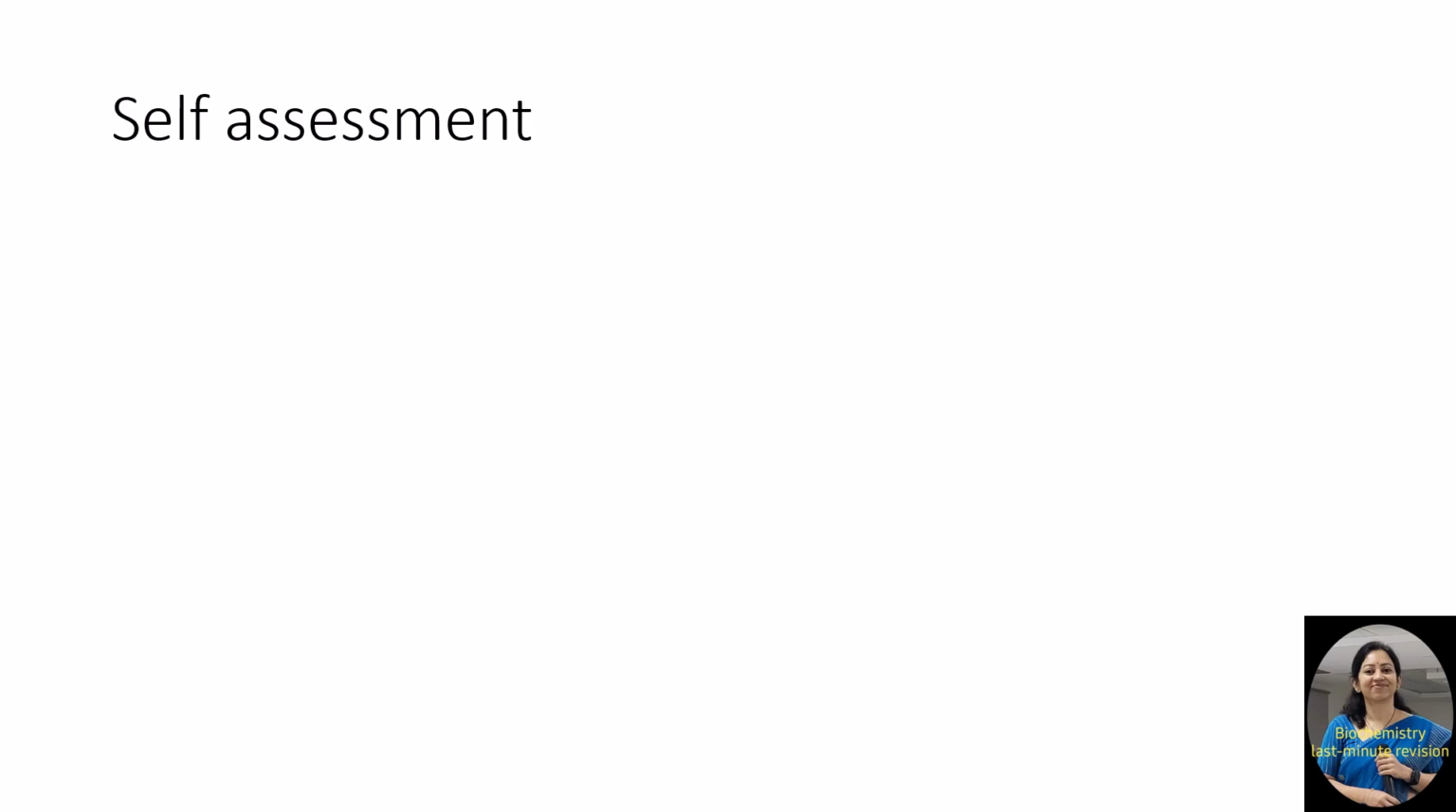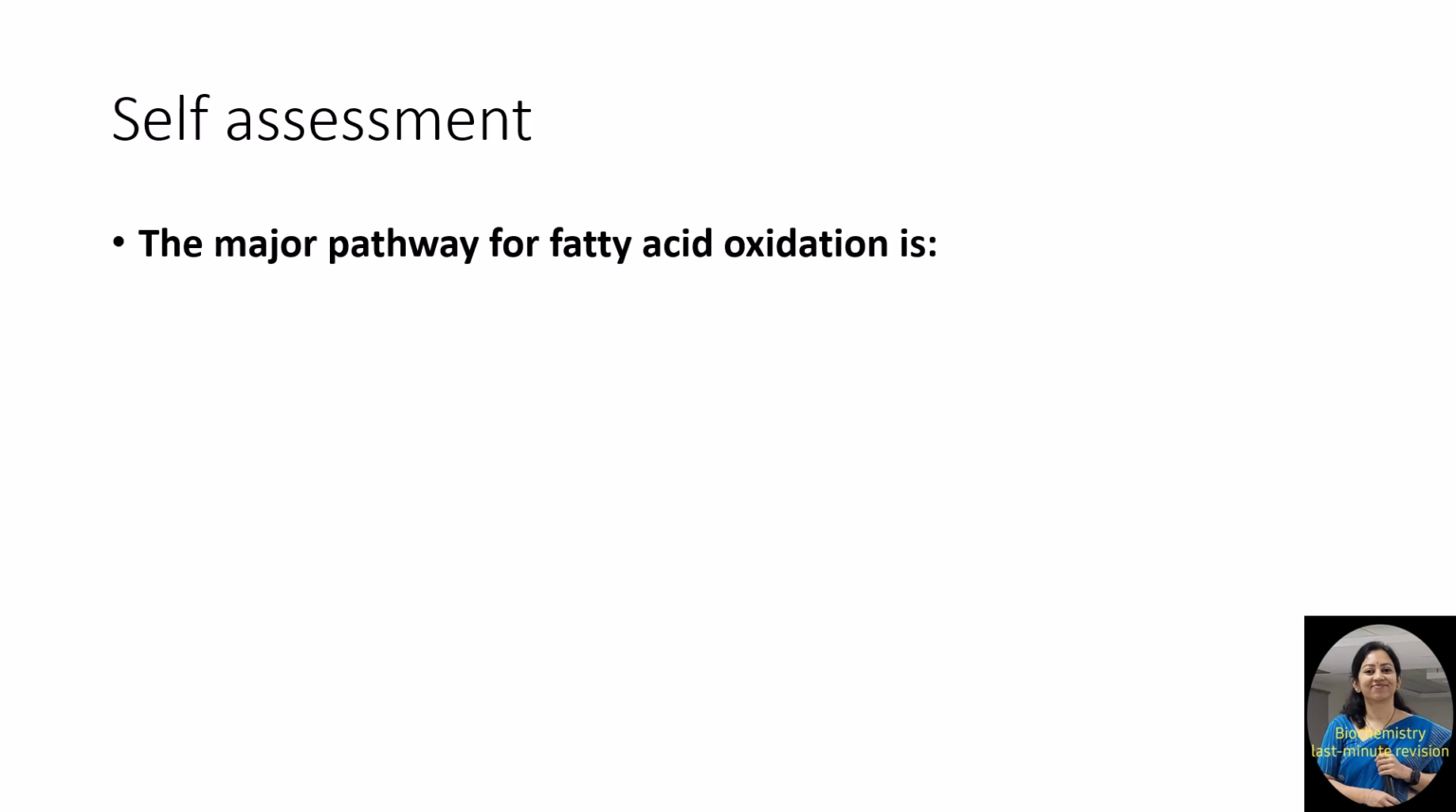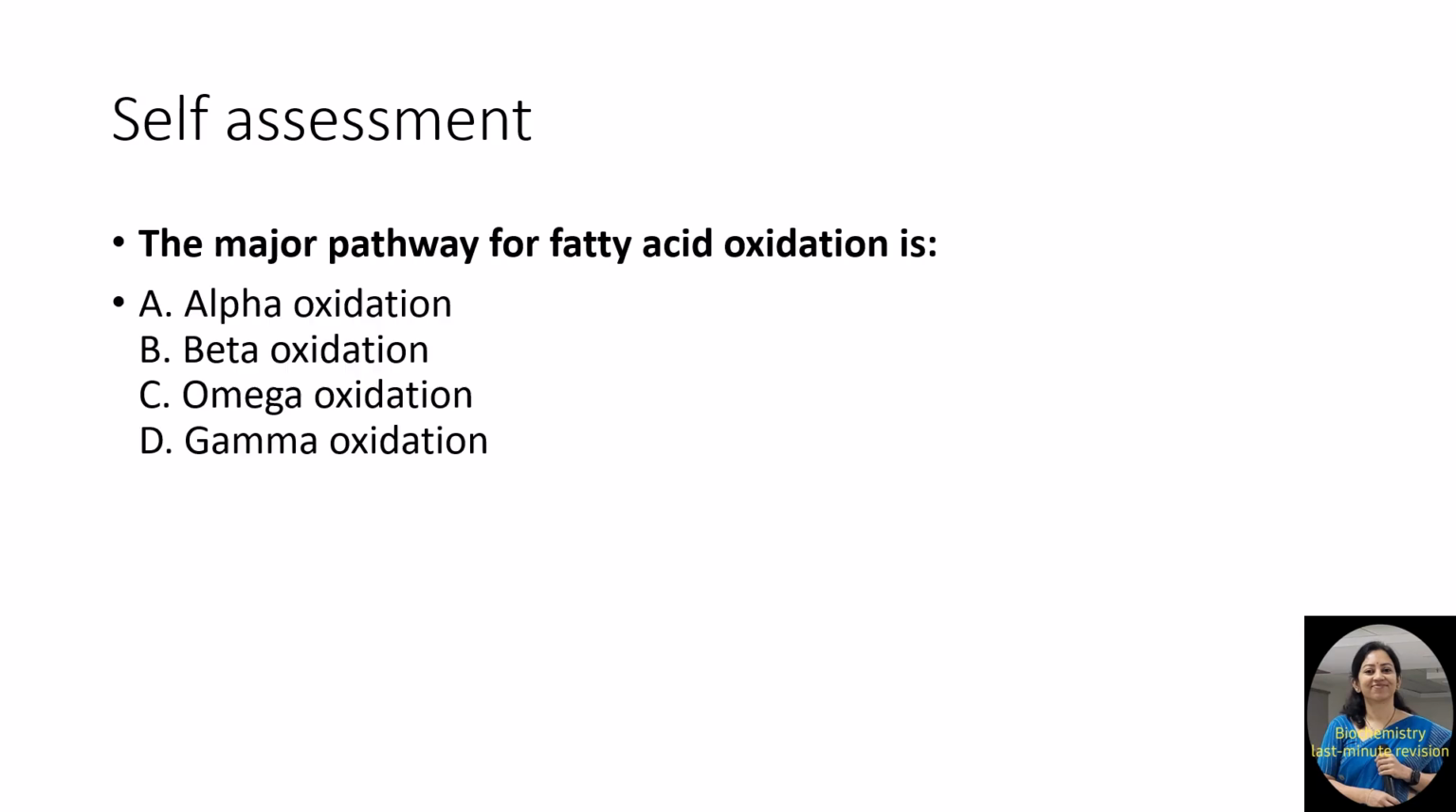Okay, so this was all about oxidation of various types of fatty acids. Coming to the self-assessment part, to know how you would understand. The major pathway for fatty acid oxidation is beta oxidation, which takes place in mitochondria. And the most common fatty acid that undergoes oxidation is saturated fatty acid. The energetics that will be asked is of palmitic acid, which you need to remember.